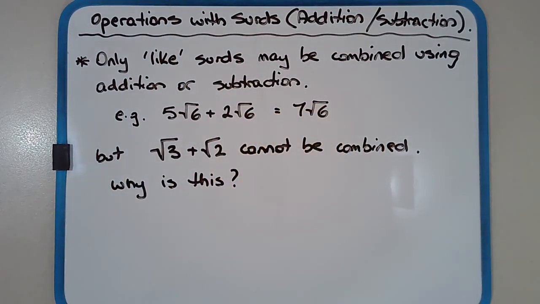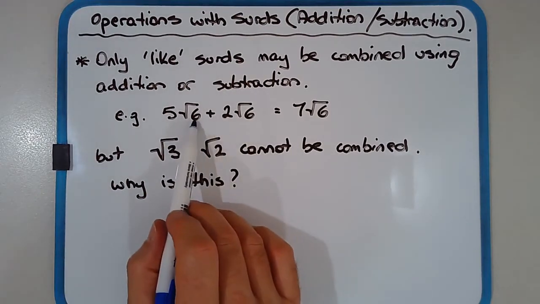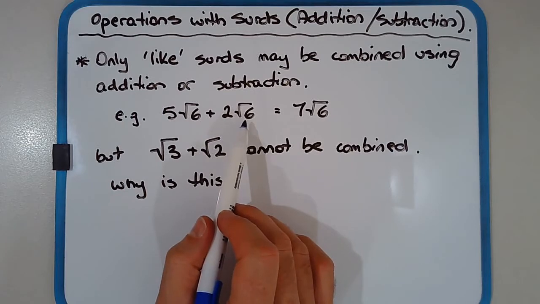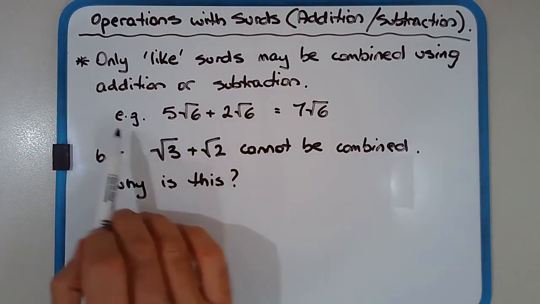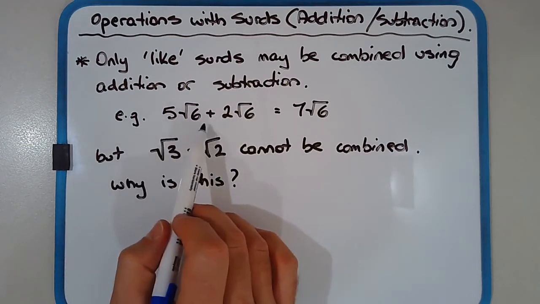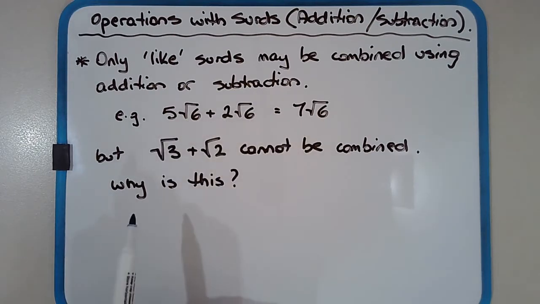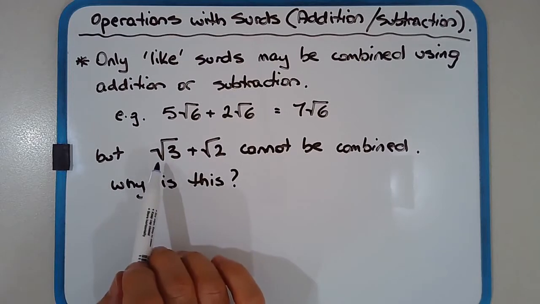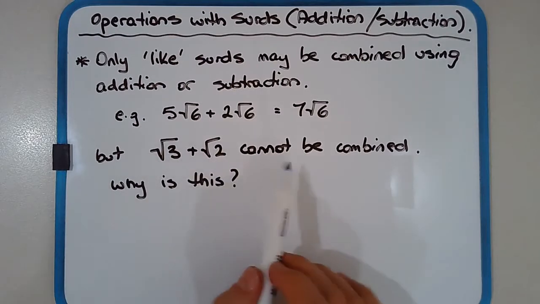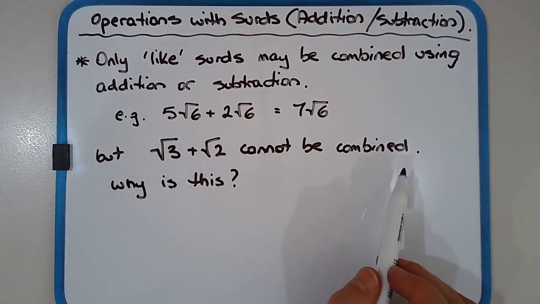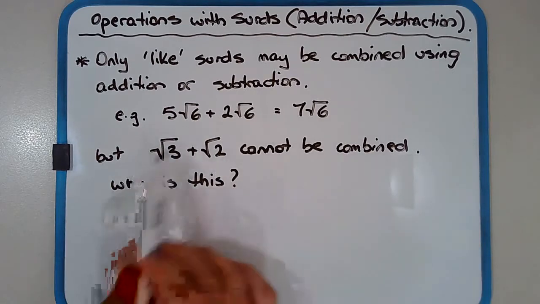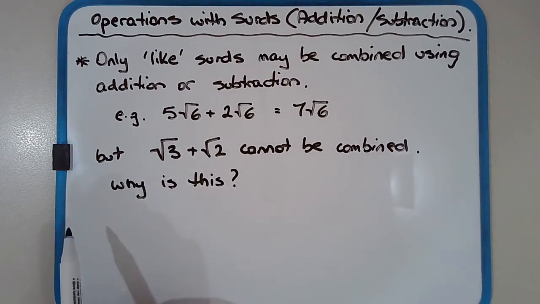So what do we mean by like surds? A like surd is where the bases are identical. For example, 5 root 6 plus 2 root 6. Well, how many root 6s are there? 5 plus 2 gives you 7. However, root 3 plus root 2 cannot be combined. You have to keep it in this form. You can't join them together somehow.